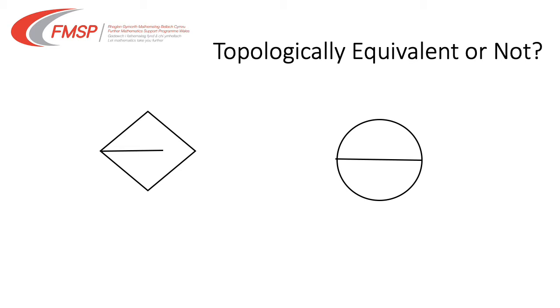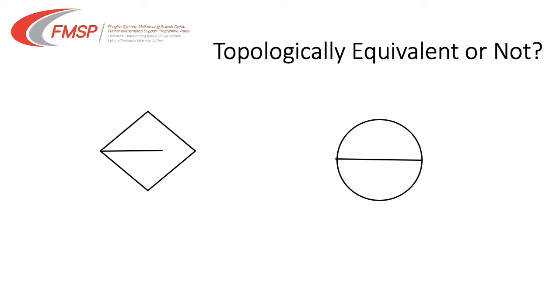Now let's check our understanding. We have two shapes here, two figures. Are they topologically equivalent or not? What do you think? So remember what you can do. Think about them made of a rubber band. Can you shape, twist or stretch the shape on the left to make the shape on the right? And you're not allowed to glue and you're not allowed to cut.